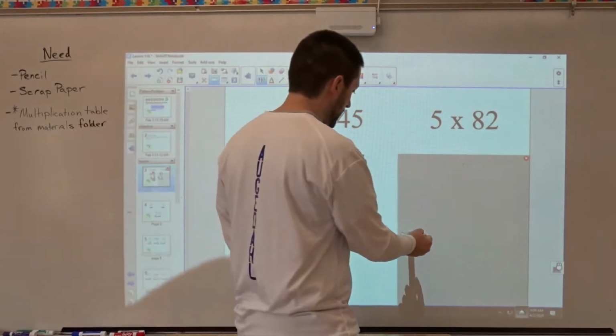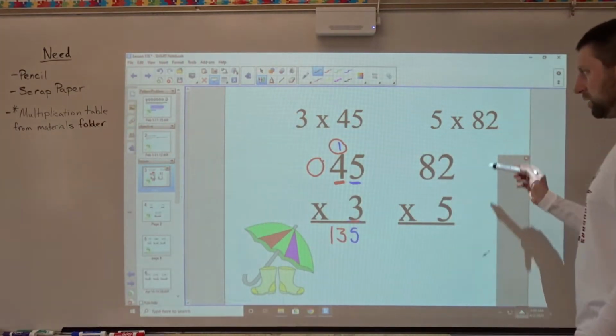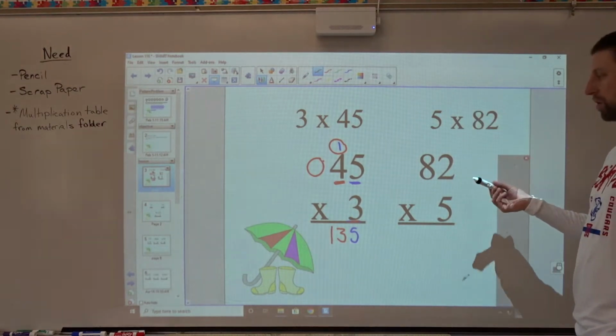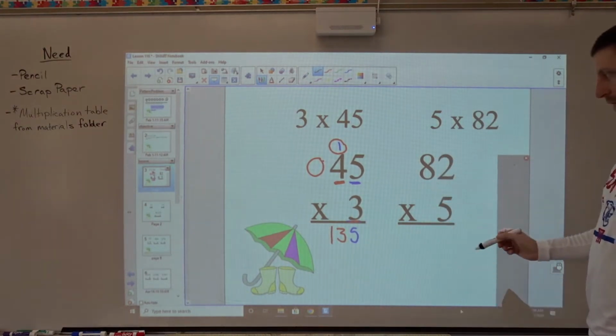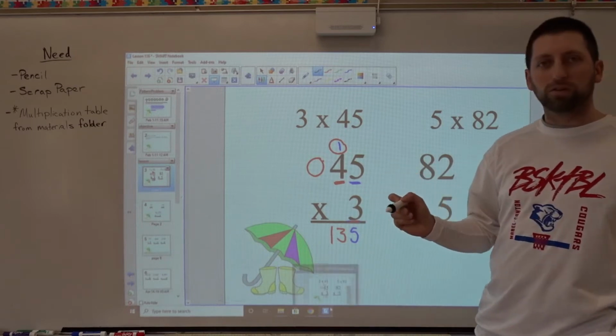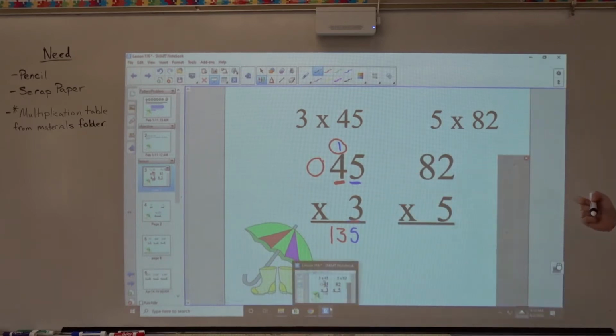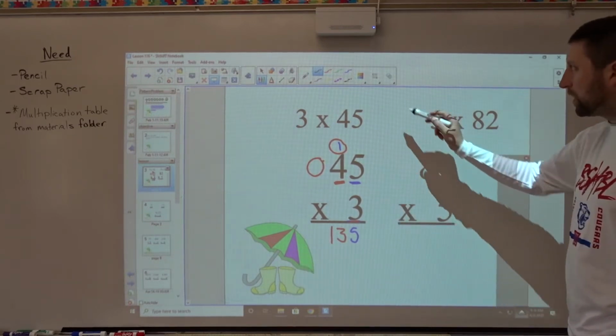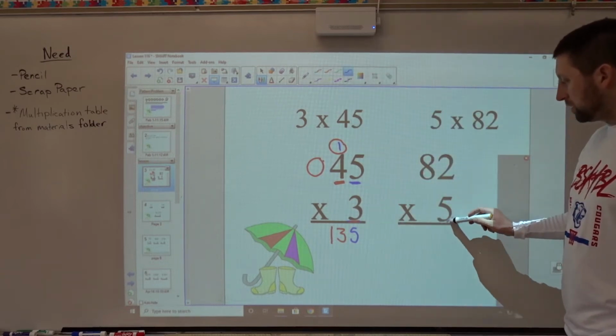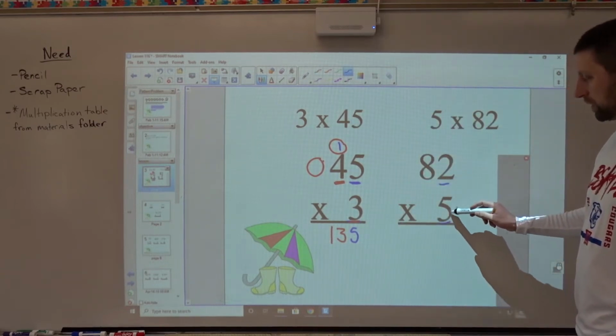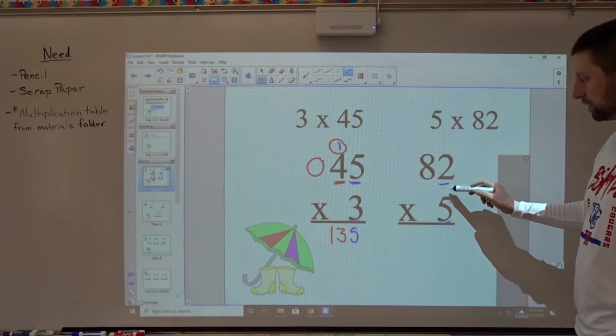Alright, I'm going to demonstrate how to do 5 times 82 here. So I'm going to rewrite that going vertically. Anytime I have a problem like this, from now on I'm going to rewrite it going vertically. It's just much easier for us to learn how to multiply these. Alright, so I want to do 5 times 2 because that's the ones place. So take the 5 times the ones place first.